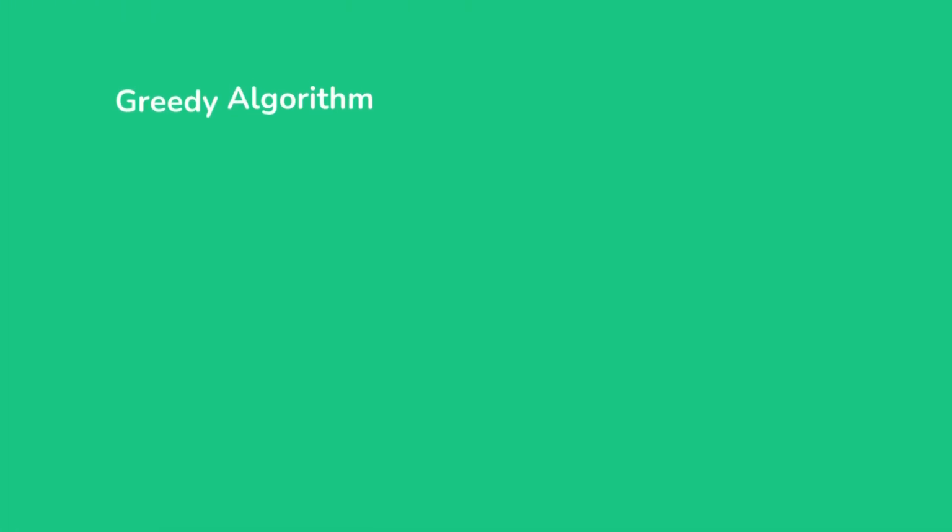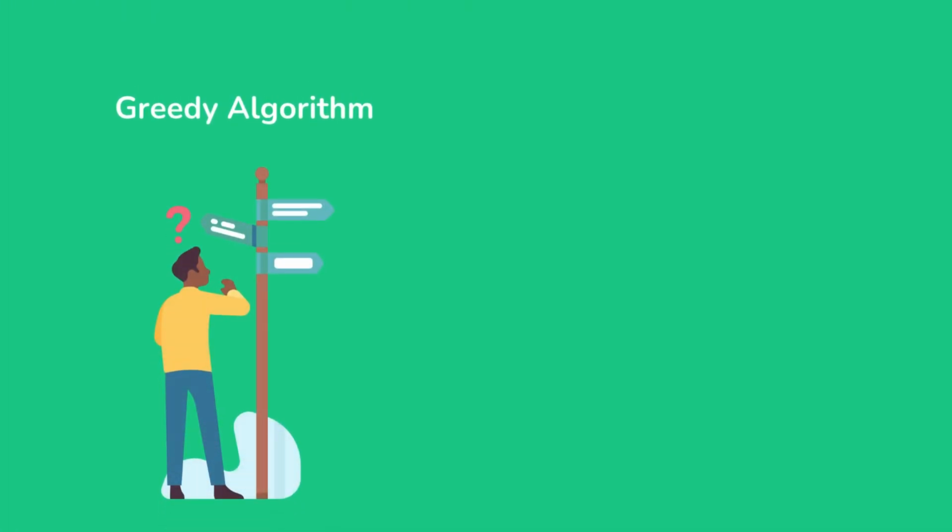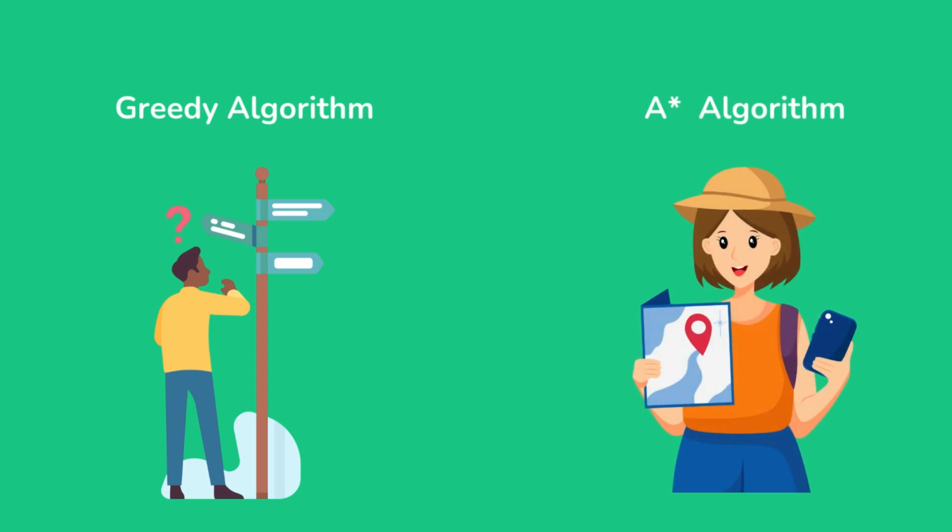Another way to think about it is this. Greedy is like someone who just follows the signs that say shortest way to City G and keeps chasing that, even if the road turns out to be terrible. A star is like a cautious traveler who not only looks at those signs but also checks how long they've already been on the road, and whether there might be a better route that's longer now but shorter in the long run.